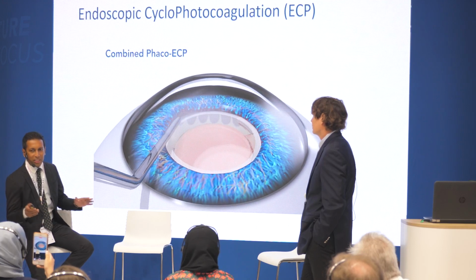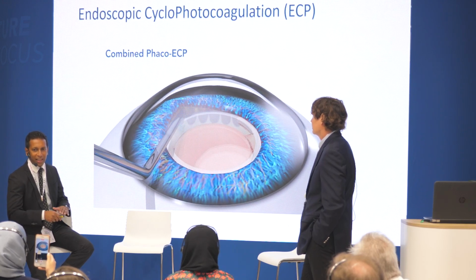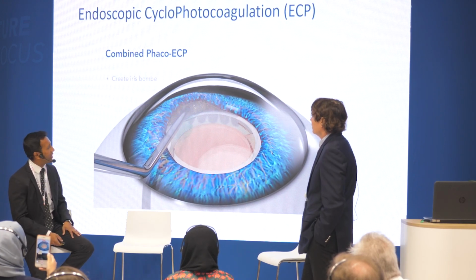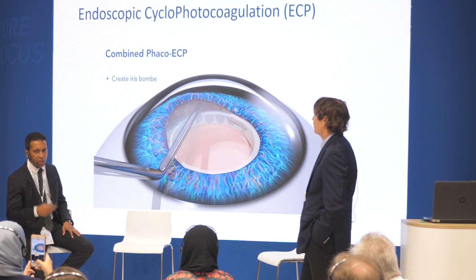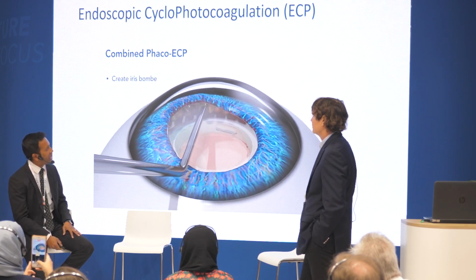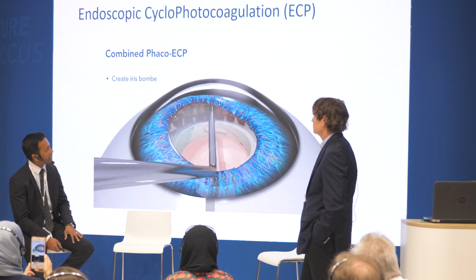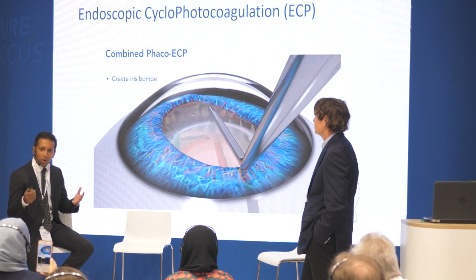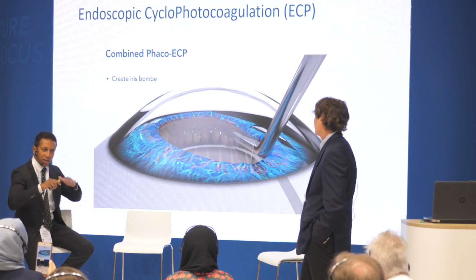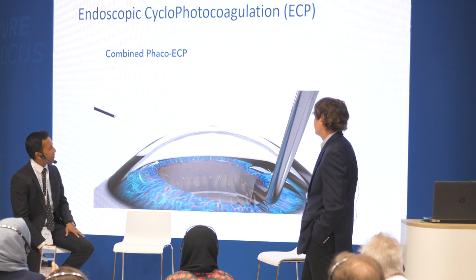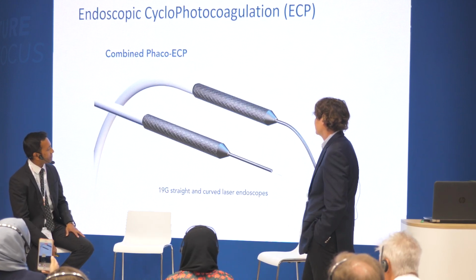You inflate the sulcus space with a viscoelastic to make sure that you're well away from the posterior iris pigment, because you don't want to induce extra inflammation. So you're inflating that space. So take out the OVD from the bag, so you've got a nice space to view the ciliary processes.